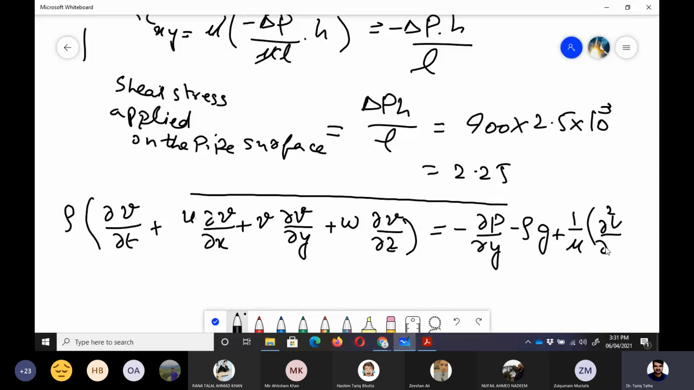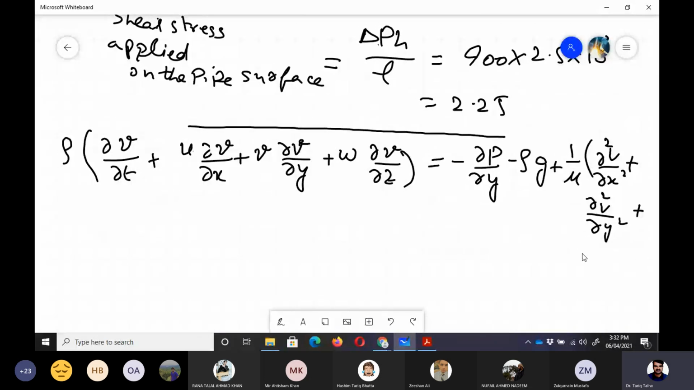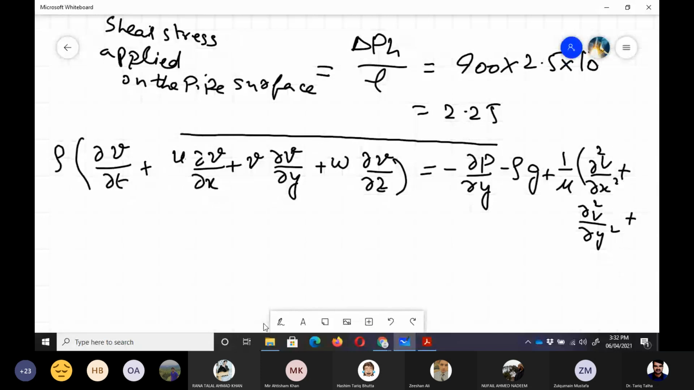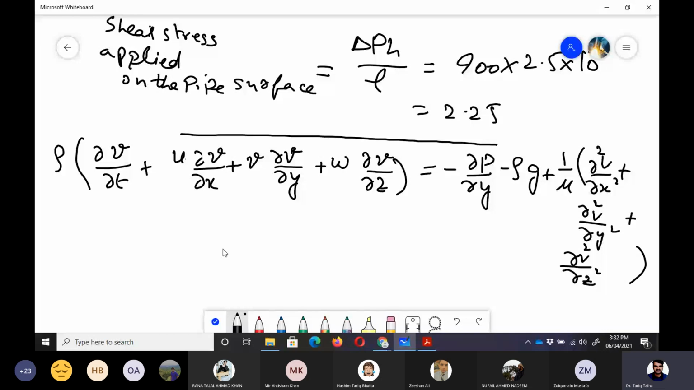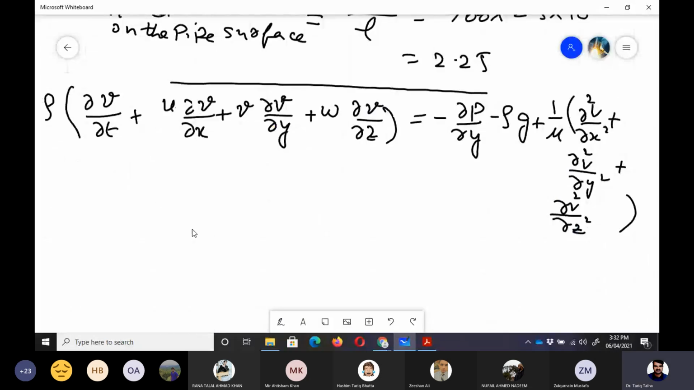mu into partial square v upon partial x square plus partial square v upon partial y square plus partial square v upon partial z square.